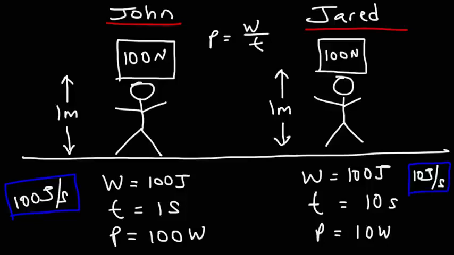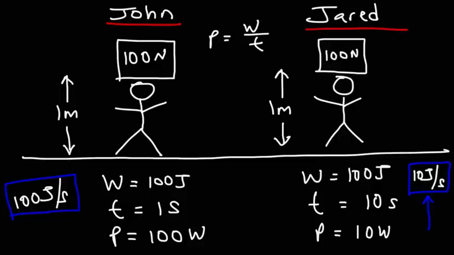In 1 second, John can transfer 100 joules of energy. In 1 second, Jared can only transfer 10 joules of energy. So in this way, you can see two different ways in which you can view power. The more power you have, the faster you can get the job done. The less power you have, the longer it's going to take you to get the same amount of work done.